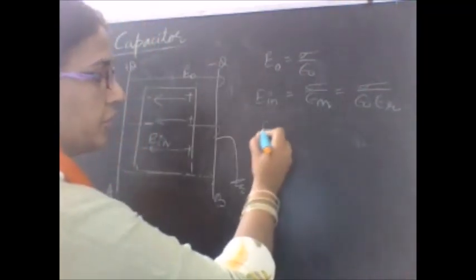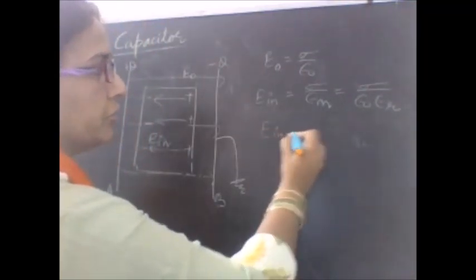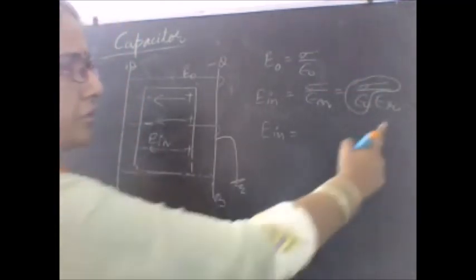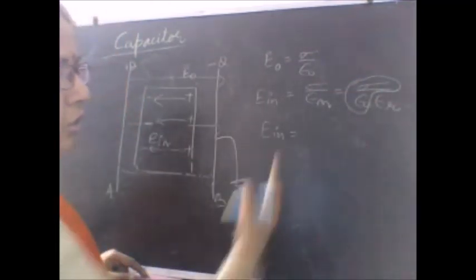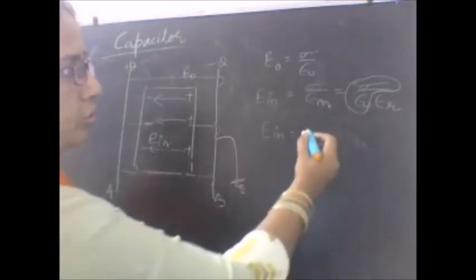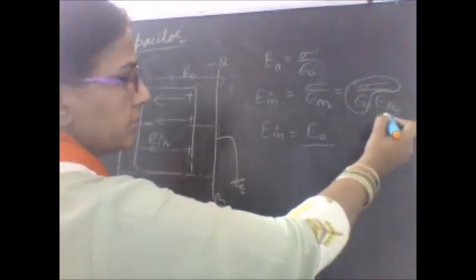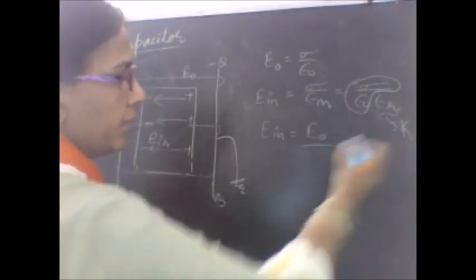So what does this induced electric field become? Induced electric field is this term divided by epsilon r. What is sigma by epsilon naught? This is E naught. And what is this epsilon r? This is the dielectric constant K.